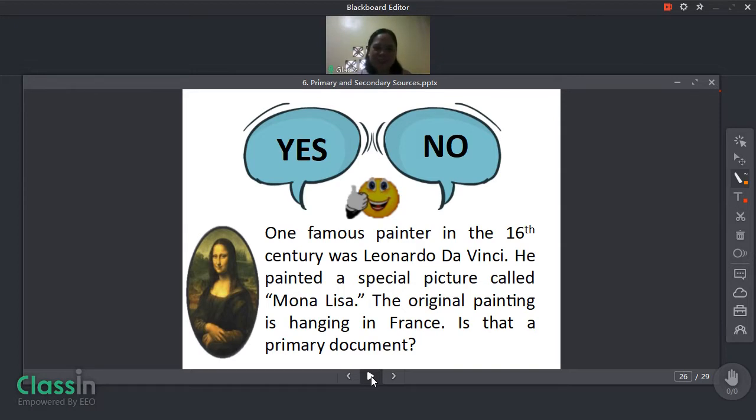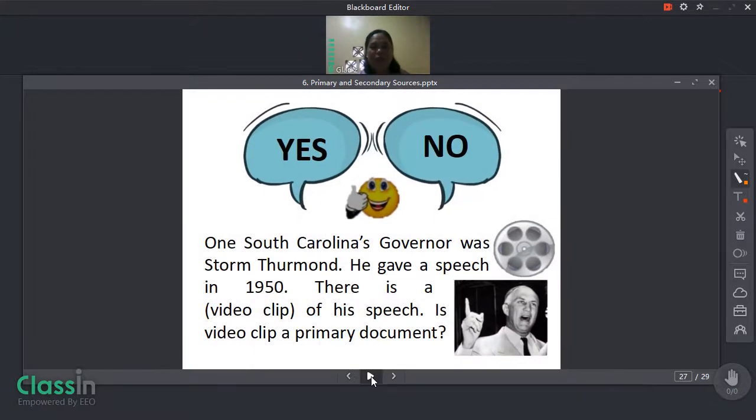What do you think? So that is yes. Since that picture was made a long time ago, it's considered an artifact, and that is considered a primary document. Then next one, South Carolina's governor was Strom Thurmond. He gave a speech in 1950. There is a video clip of his speech. Is the video clip a primary document? Analyze it carefully. Yes, it is a primary document.